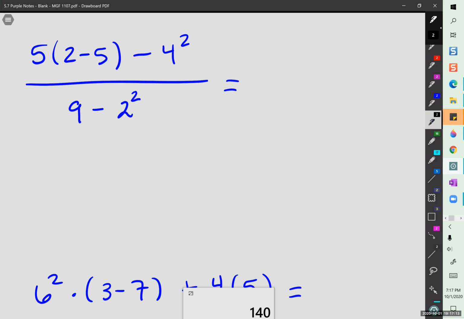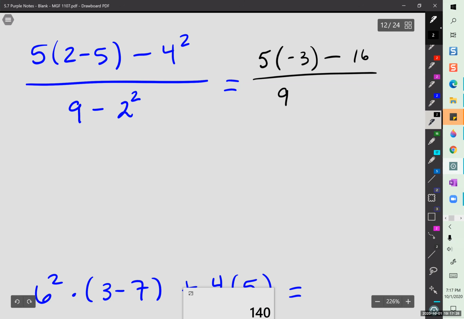Now, as we simplify these, I like to simplify them a piece at a time before I put them in my calculator. 2 minus 5 is negative 3. And while I'm at it, I might multiply exponents next. So 4 squared is 16. Divide that by 9 minus 2 squared, which is 4. So we're just doing these progressive simplifications.